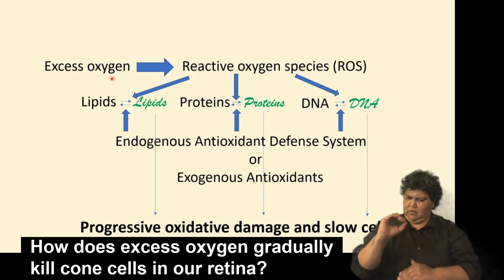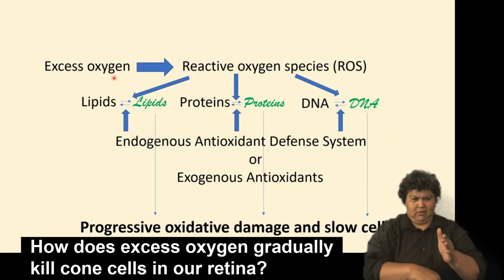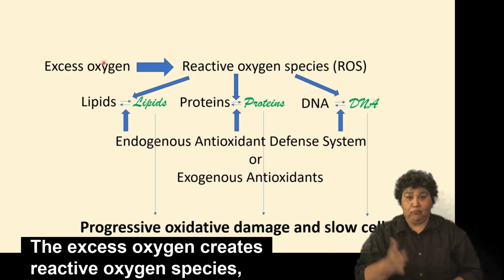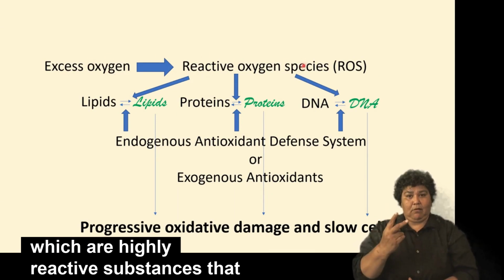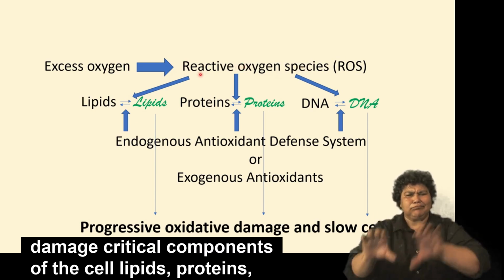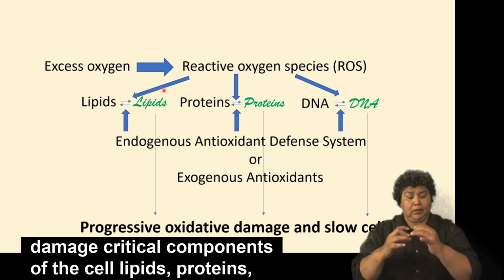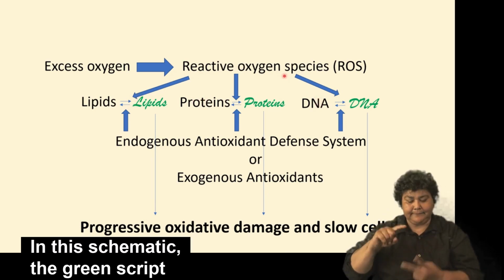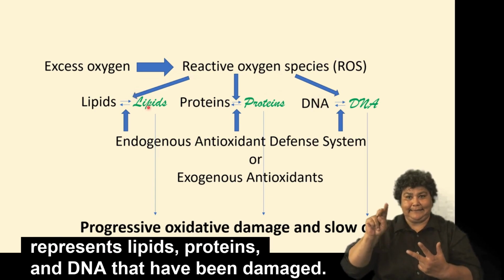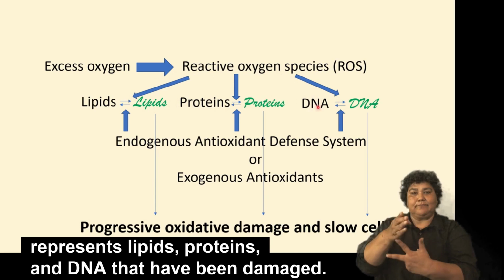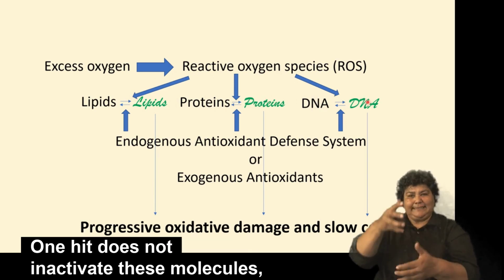How does excess oxygen gradually kill cone cells in RP retina? The excess oxygen creates reactive oxygen species, which are highly reactive substances that damage critical components of the cell, lipids, proteins, and DNA. In this schematic, the green script represents lipids, proteins, and DNA that have been damaged.